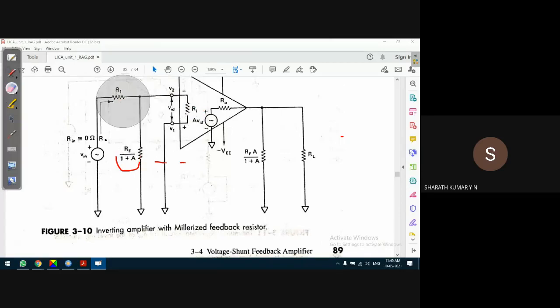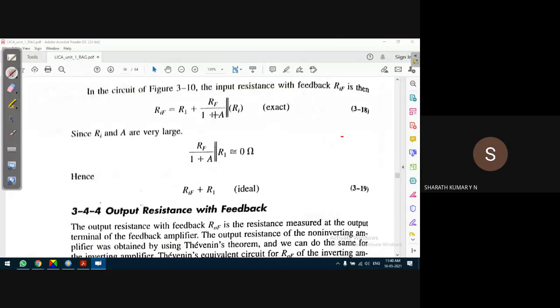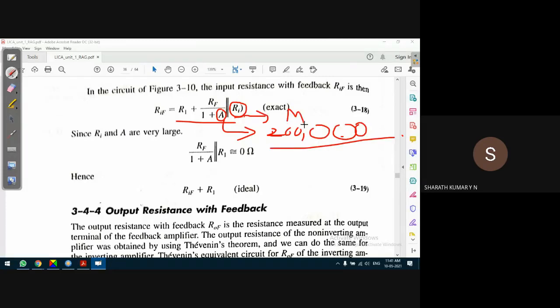Considering that situation, we can write the effective input resistance of an op amp with negative feedback as R1 plus Rf by 1 plus A in parallel with Ri. This Ri is the effective input impedance. This A is very large; we have understood that it can go up to 200,000. It's the open loop gain. Ri is also in terms of mega ohms, very large quantities.